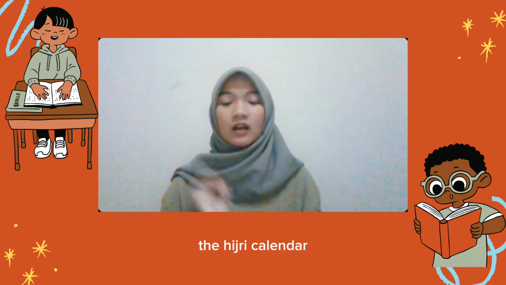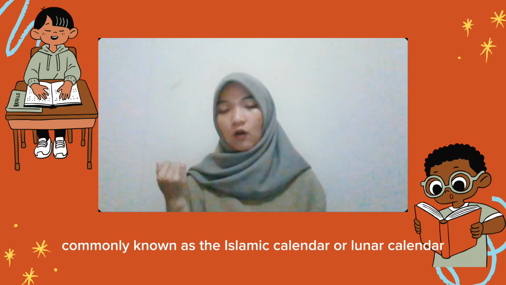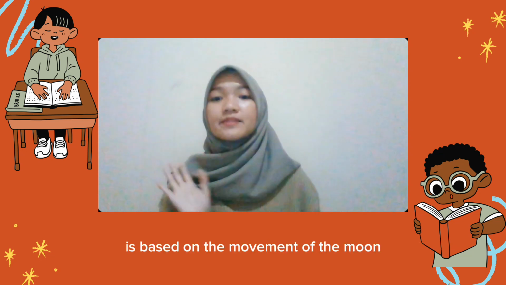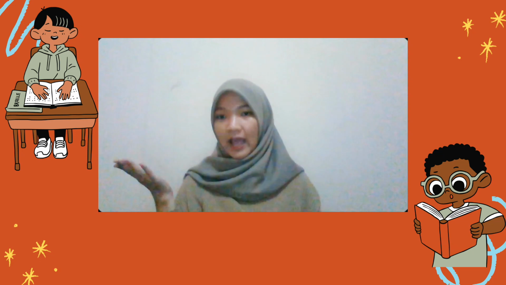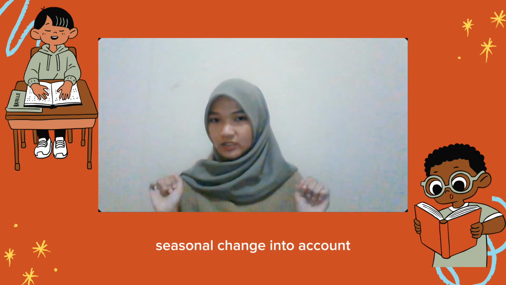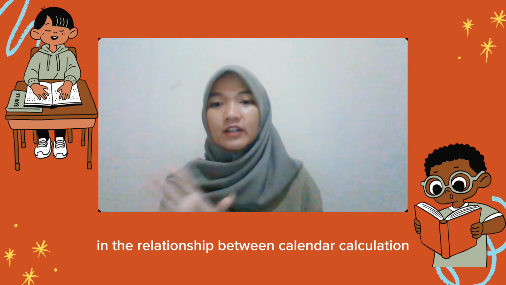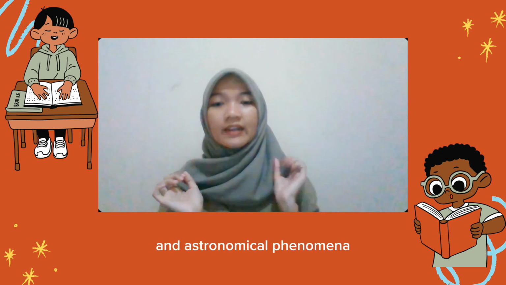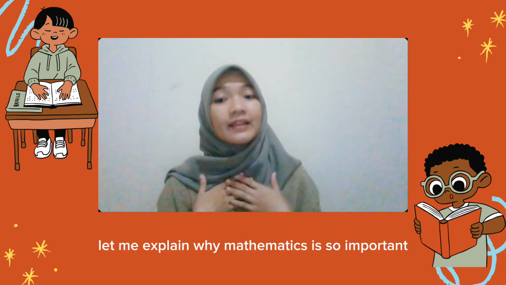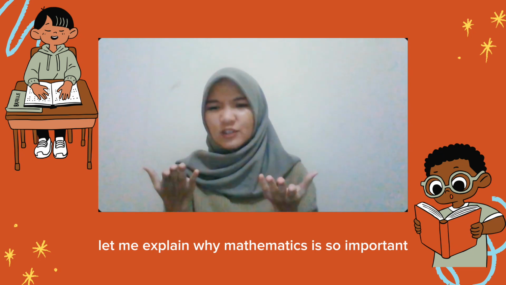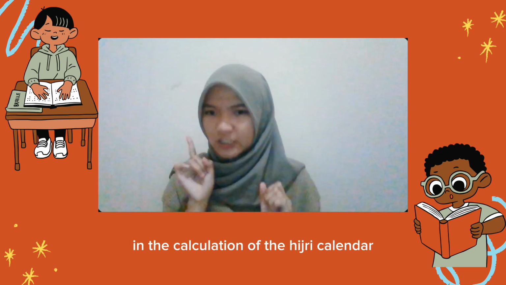The Hijri calendar, commonly known as the Islamic calendar or lunar calendar, is based on the movement of the moon and sun and takes seasonal change into account. Mathematics is very important in the relationship between calendar calculation and astronomical phenomena. Let me explain why mathematics is so important in the calculation of the Hijri calendar.